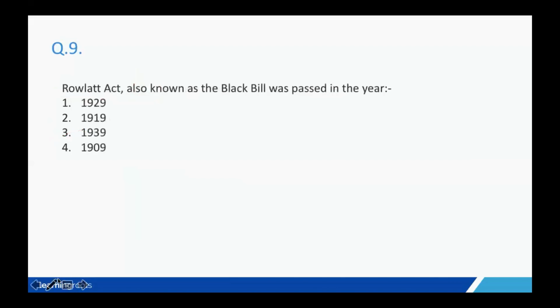Right? Let's come to the ninth question. The Rowlatt Act, also known as the Black Bill, was passed in the year 1919. In fact, just going on an extension, the Jallianwala Bagh massacre also happened in 1919, and the rally at that place was held to protest against the Rowlatt Act. So 1919 is the year on which this bill was passed.